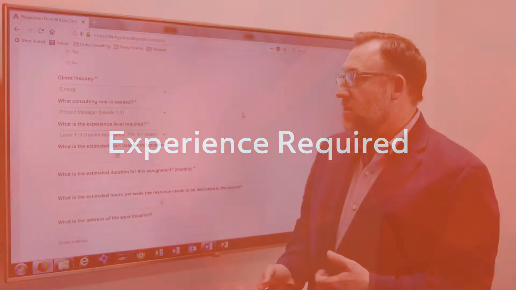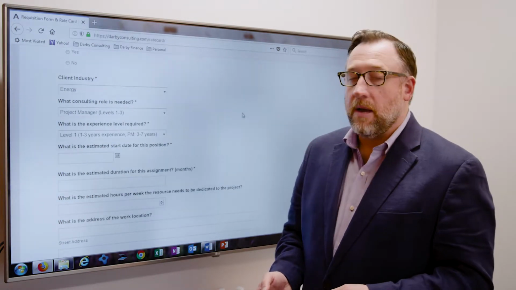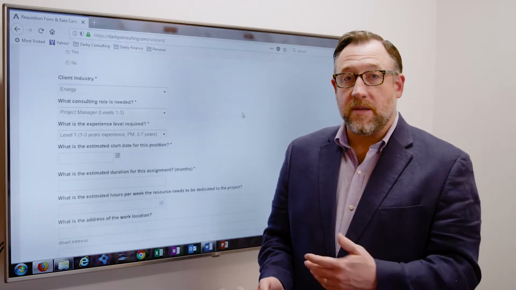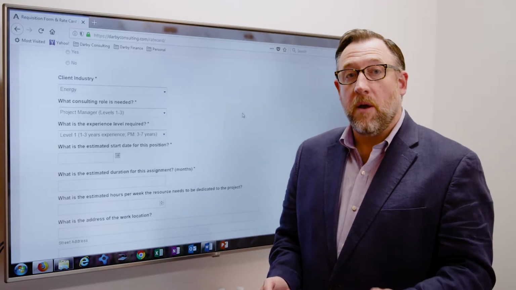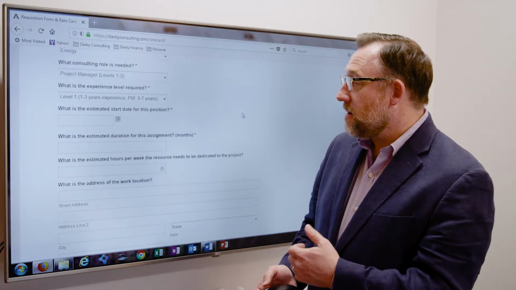What is the experience level? And we have different levels. Level 1, for example, is 1 to 3 years, or if it's a level 1 PM, it's 3 to 7 years. So it's really trying to define what level of resource we are needing. When do they need to start? That's really important. What's the duration for the assignment?